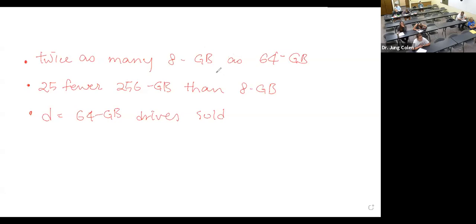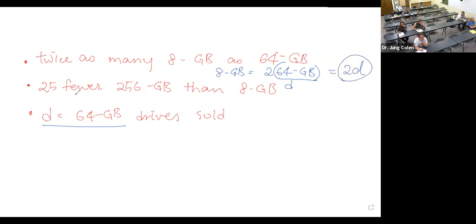8 gigabyte? So 8 gigabyte is more. By how much? Twice as much, right? So 2 times of 64 gigabyte. Does it make sense? Okay. If you don't like 8 gigabyte and 64 gigabyte, you can change the variables too. Like we put D as 64 gigabyte. So instead of 64 gigabyte, can I put that as D? Right. So 8 gigabyte is 2 times D.